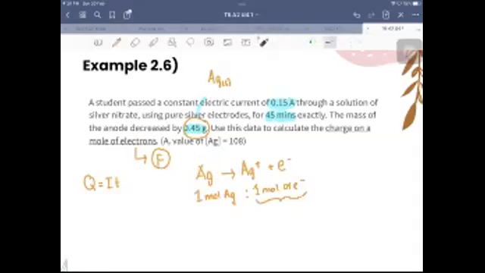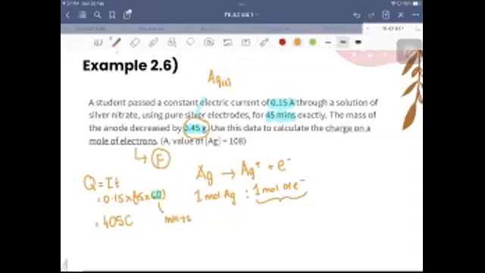So Q equals IT. So I is 0.15 amps times 45 times 60, where 60 is the conversion from minutes to seconds. And that should come out as 405 coulombs. And when you use 405 coulombs, you would have used up 0.45 grams of silver.